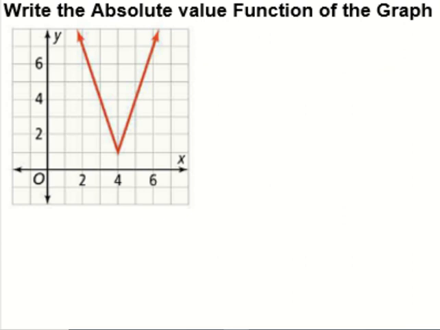Now you might have to write the absolute value function by looking at a graph. So first, always start with the vertex. So I want to see if there is a vertical and horizontal shift, which there is. It goes to the right, which means we do the opposite, which is subtraction. And let's look and see what this vertex is. It's 4, 1. So that means this is going to be -4, and the outside's going to be +1. So that's the hard part.